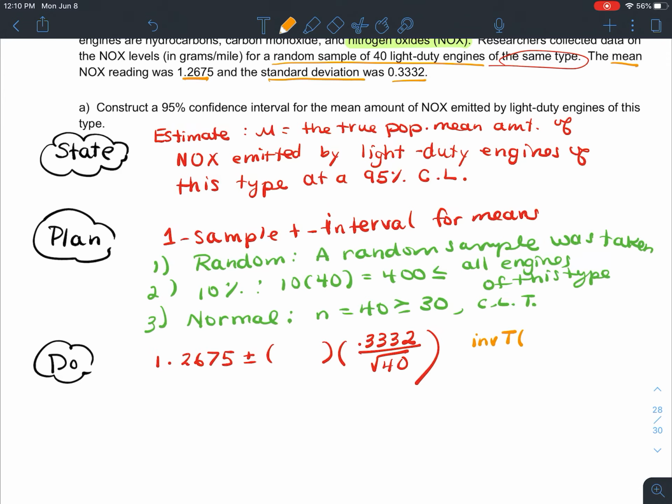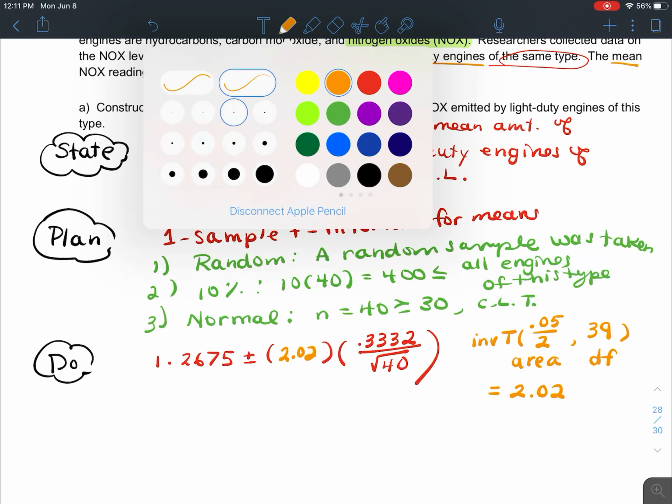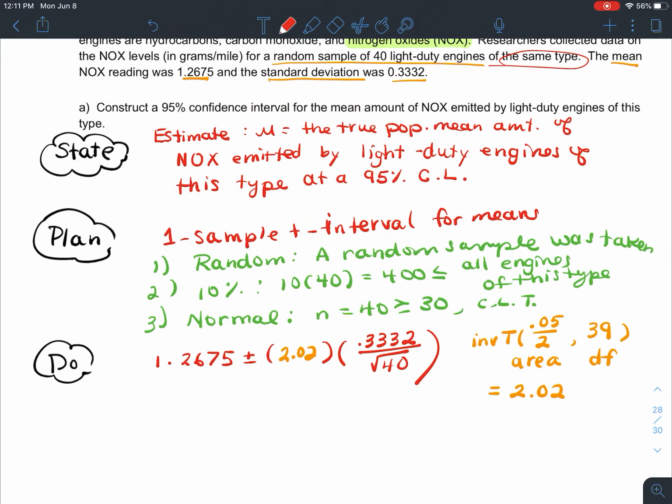To get my t-score, I'm going to use the inverse t feature. Remember, it requires 2 inputs, one, the area of one tail, and the degrees of freedom. Okay, degrees of freedom should be 39. This is a 95% confidence interval. So I'm going to take the extra 5%, split that in half, so I'm only talking about the area of one tail. That gives me a t-score of 2.02.